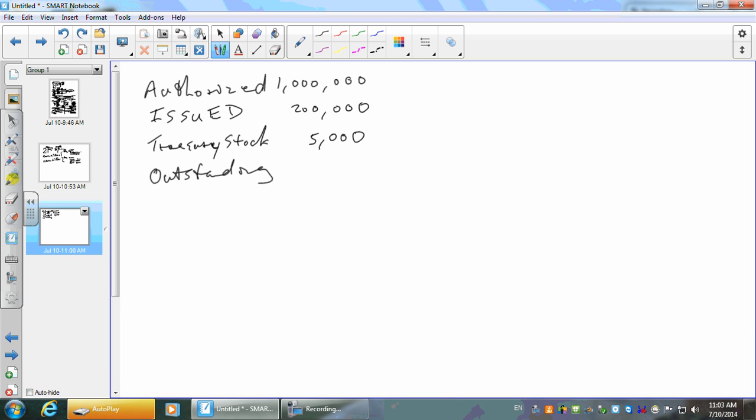Here's the deal. Authorized is how many I have the right to sell. Issued are all the ones I've ever issued. Treasury stock are all the ones I've bought back. You might not have treasury stock, of course, right? You don't have to buy it back. But you're buying back your own stock in the stock market.